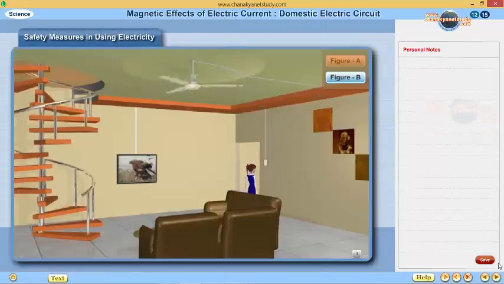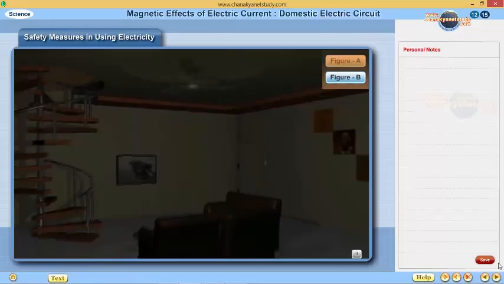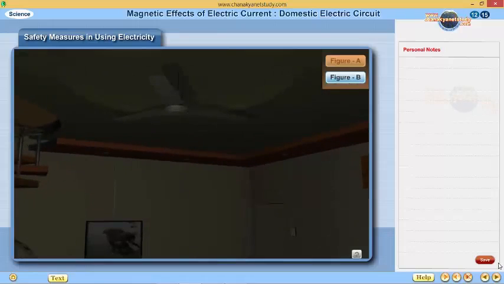Electric circuit should be switched off during lightning. This will save the electrical appliances from burning.